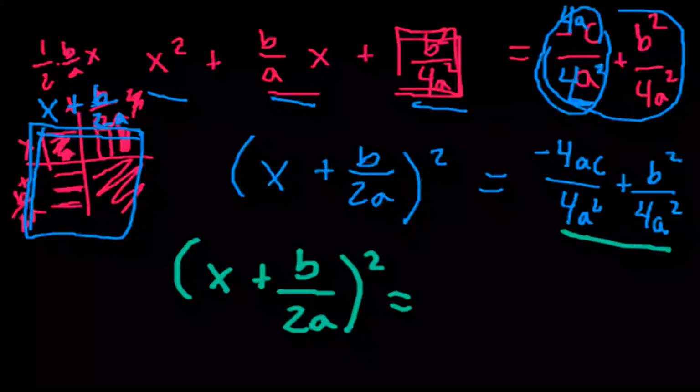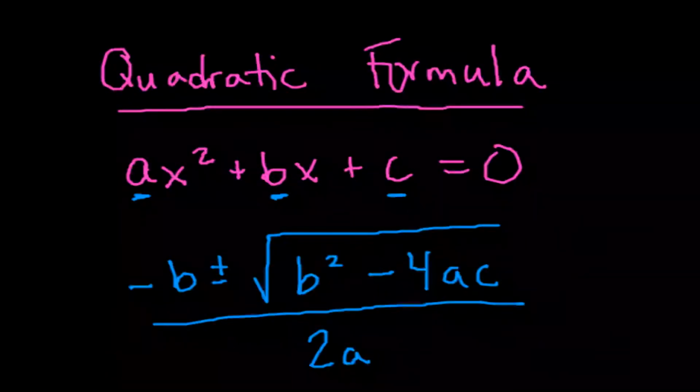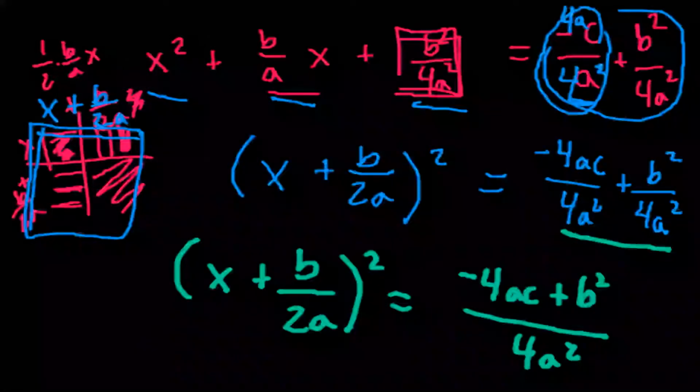Equals, I'm going to combine these because they now have common denominators. So this is negative 4ac plus b squared over 4a squared. Now, again, if you are familiar with the quadratic formula, you should be starting to see some things that look familiar. B squared minus 4ac. Where did we just see that? Let's go back here. Right here, b squared minus 4ac. We're not quite there yet, but we are starting to create an equation that looks awfully familiar.